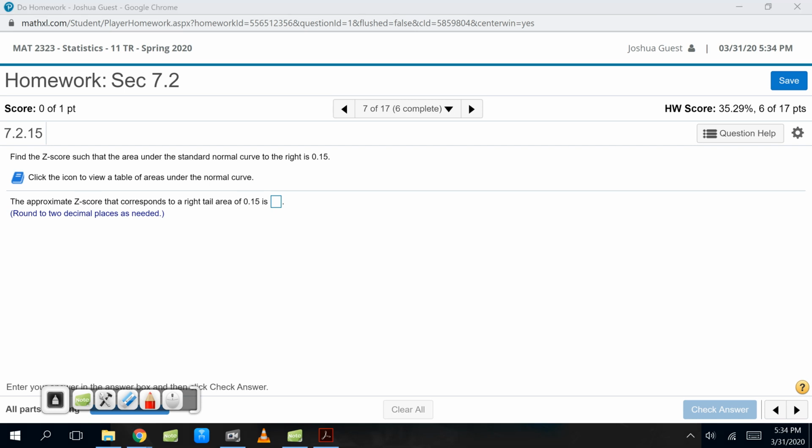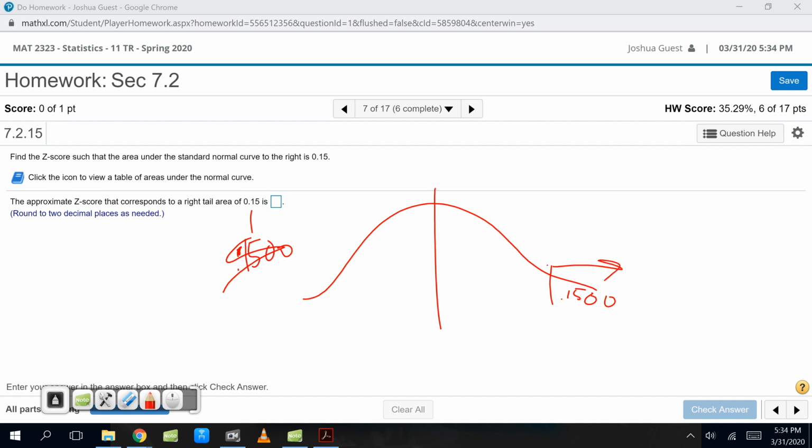So to the right. Now we have the curve here, and we're talking about out here is 0.1500, right? Everything out here to the right is 0.1500, which means that everything over here is going to be 1 minus 0.15, which is 0.85, and then we add 2 zeros to look on our table. So we're trying to find the z-score that is 0.8500. That's to the left of this z-score, but to the right will be 0.15.